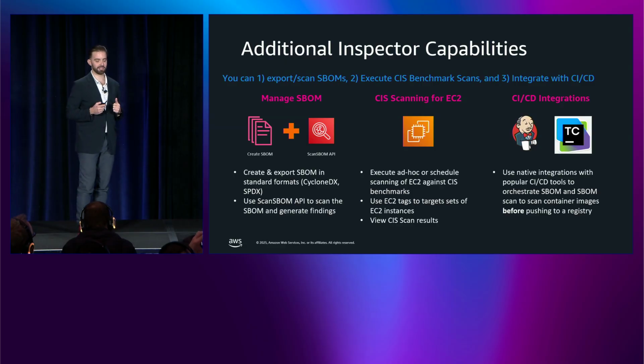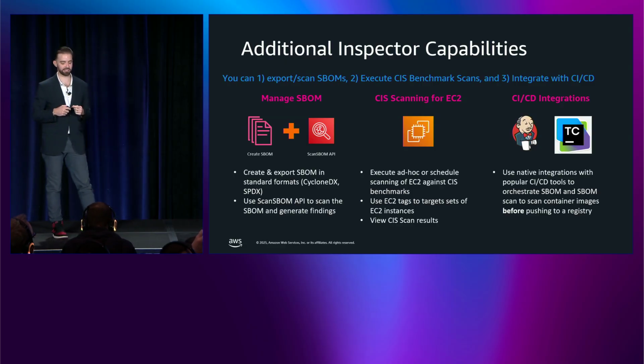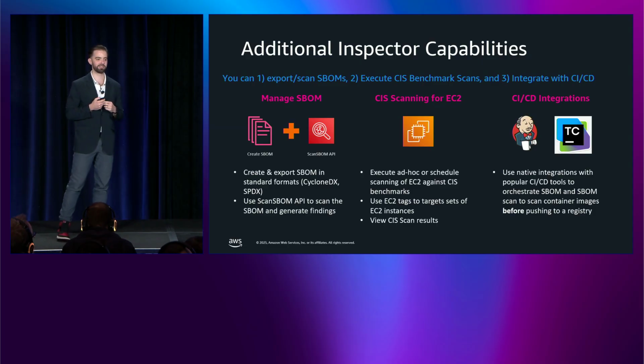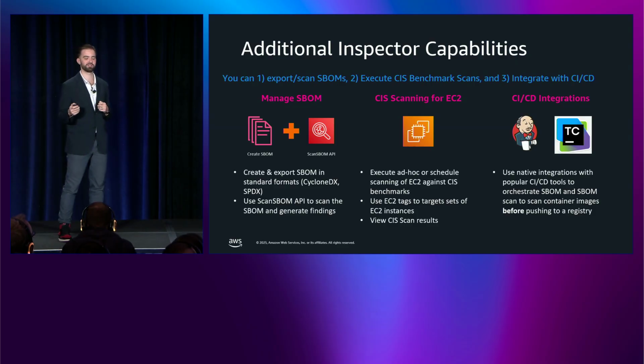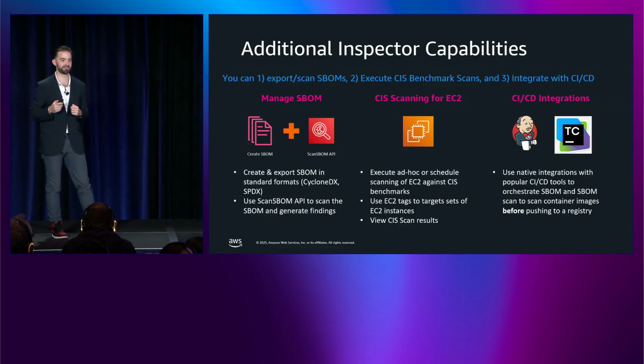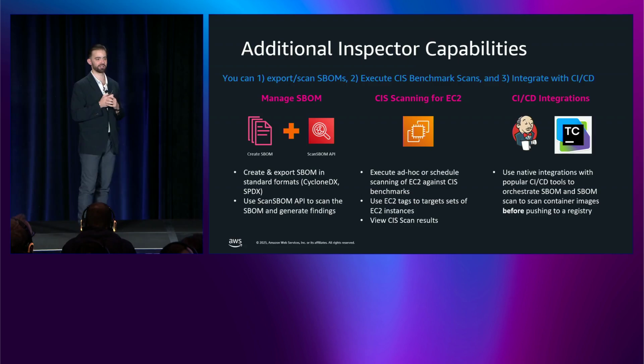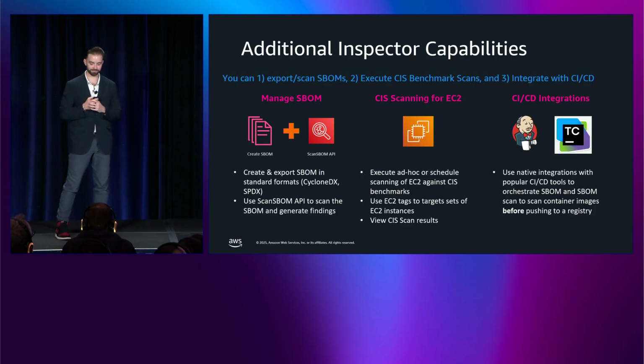The second capability is CIS benchmark scanning for EC2. You can execute ad hoc or scheduled scanning against EC2 instances, and you can use tags on this. This is not quite as real-time as our other capabilities, but we believe it meets the customer needs for this use case, and you can view those results. Certain customers in certain industries are going to need this more than others, but again, this is a capability you have the ability to use.